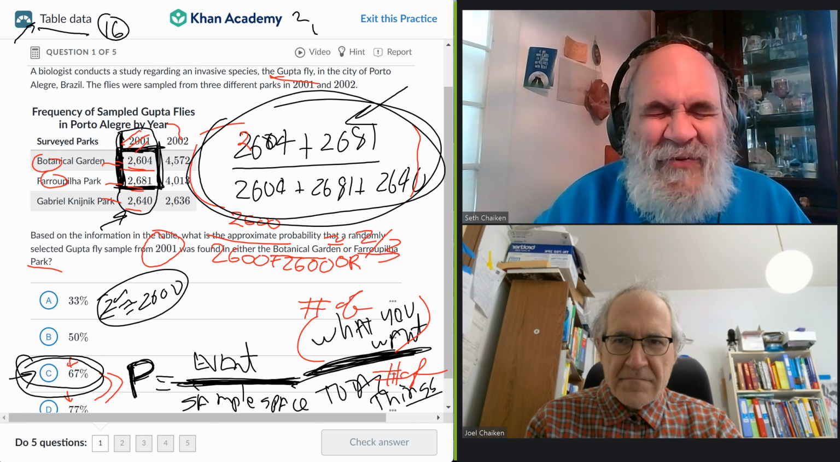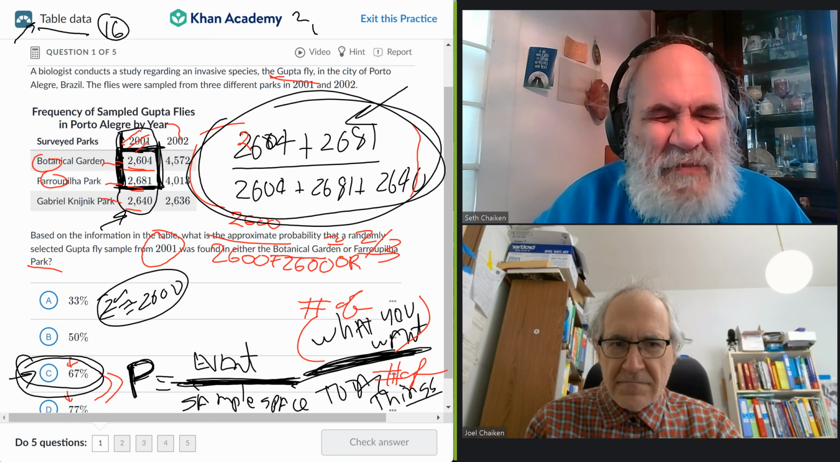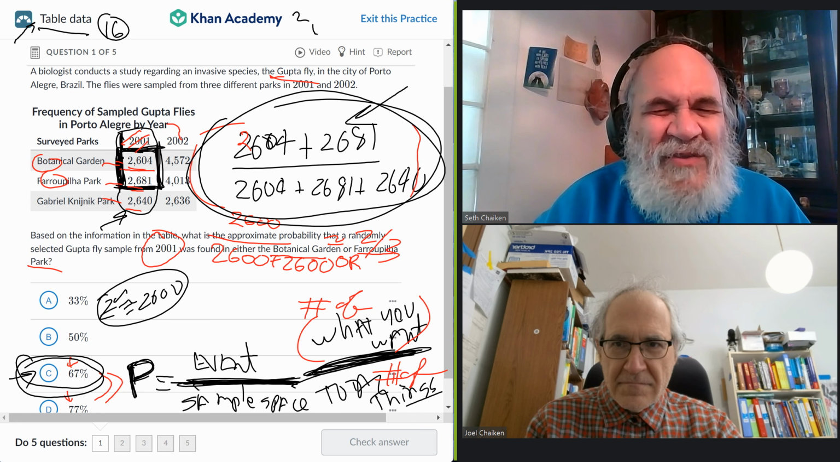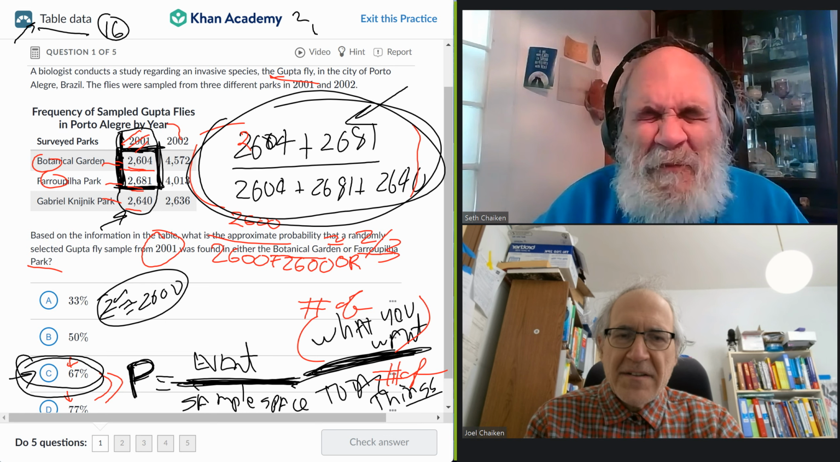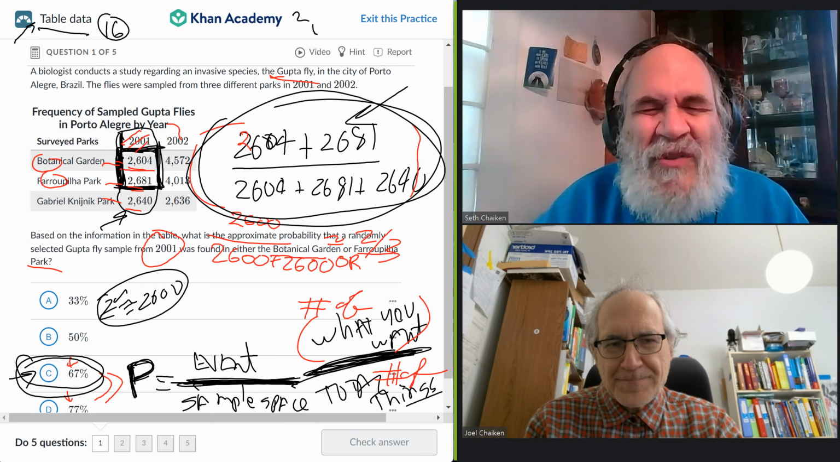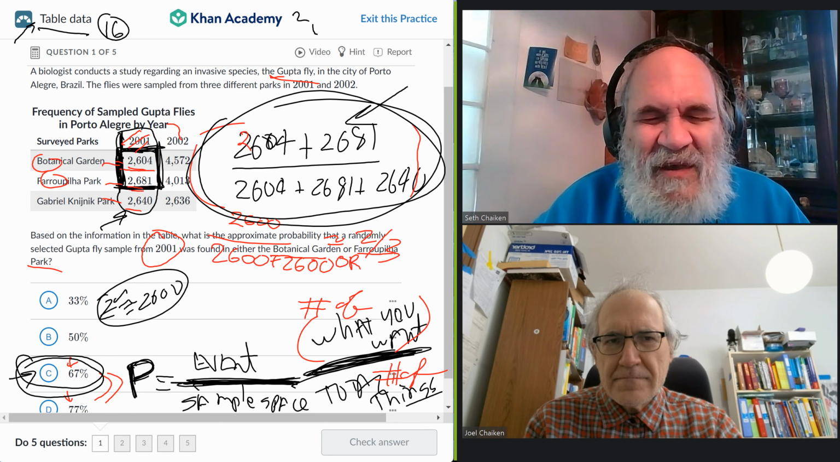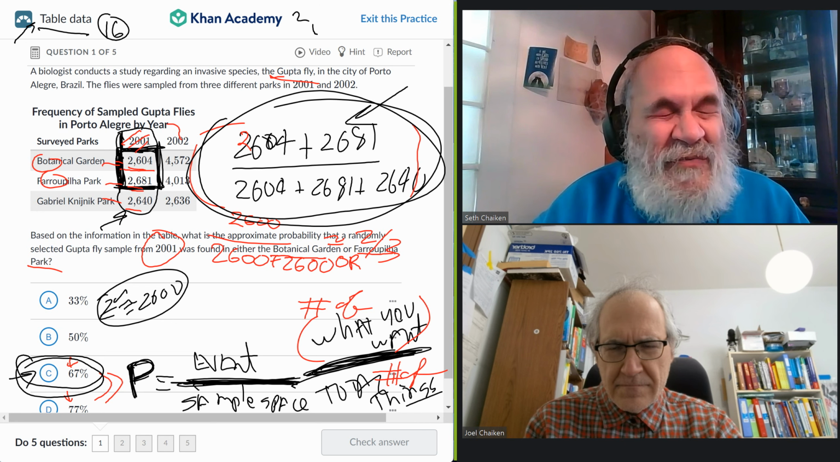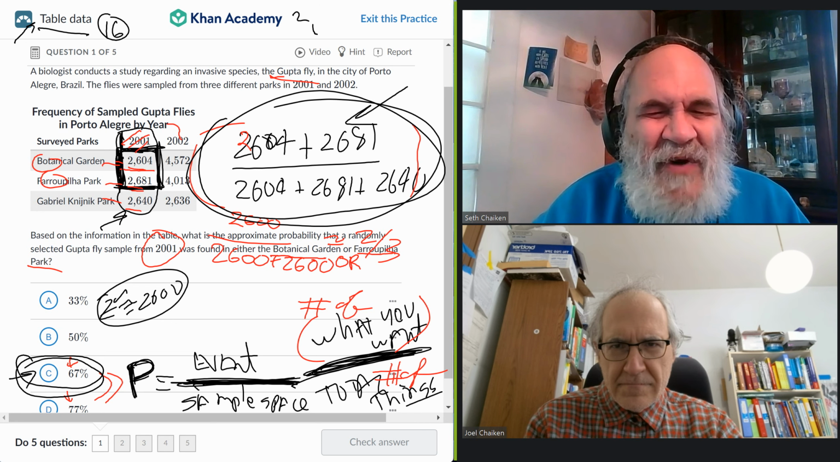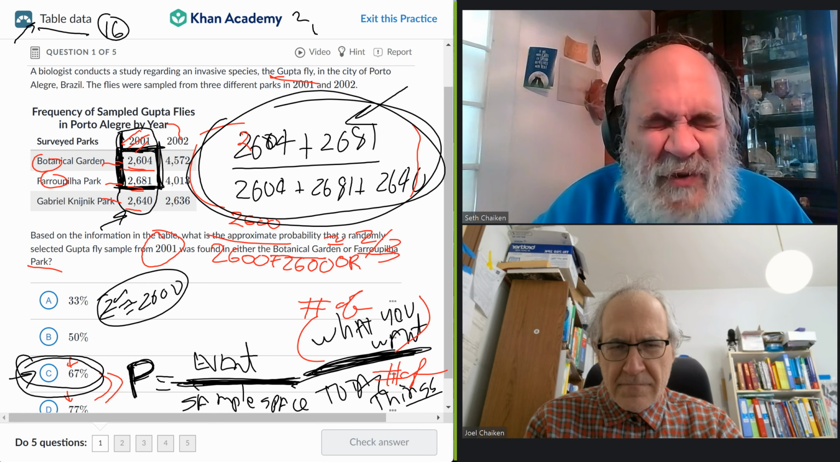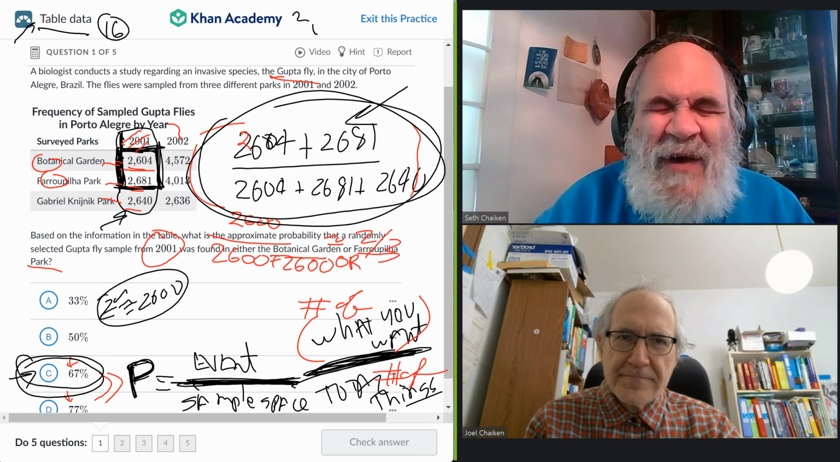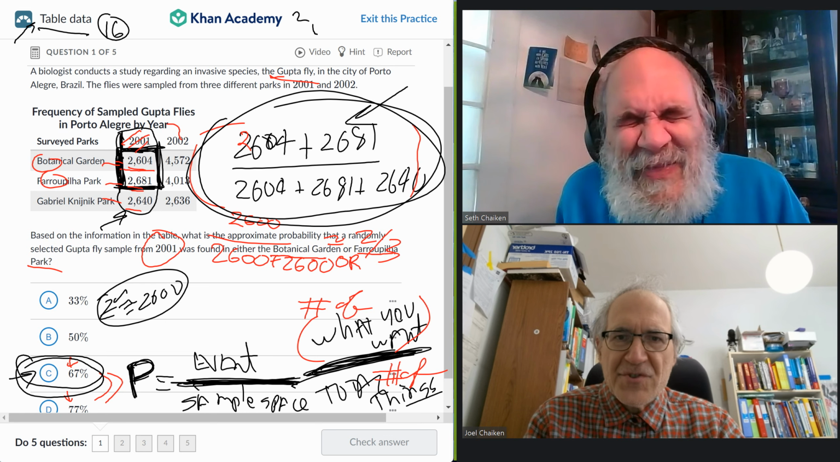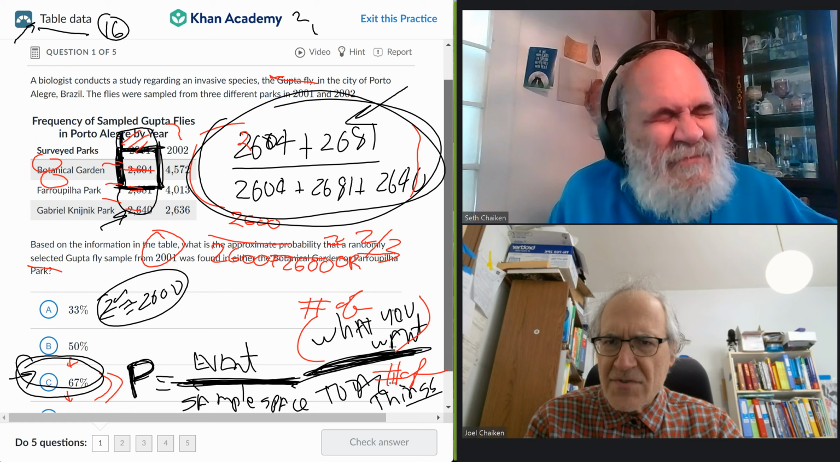The probability is therefore the total number of flies we're talking about from the 3 parks collected in 2001 divided by the number of flies that came from the first 2 parks. I got it upside down. The total number is in the denominator, and so the probability is the number of flies from the first two parks divided by the total number of flies from all three parks, restricted only to 2001. So you have to be careful to restrict it.